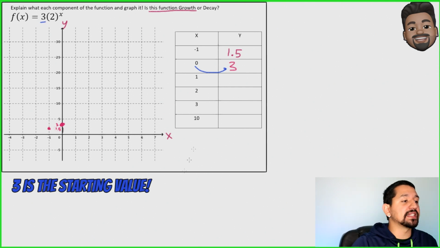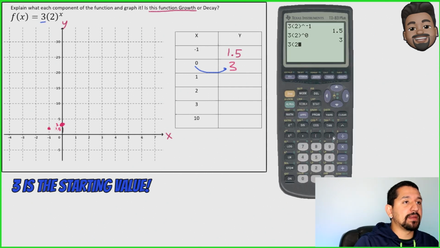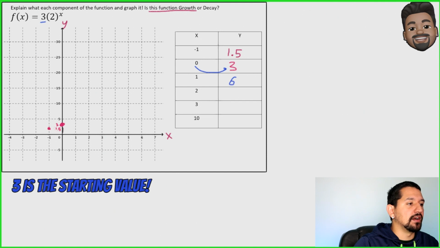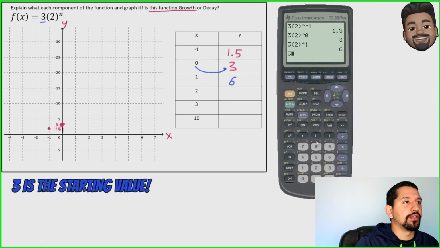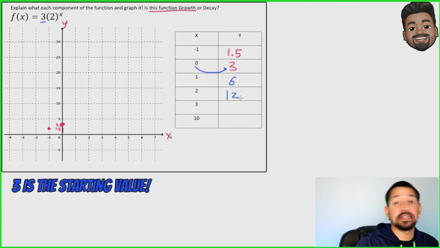All right, let's plug in the rest. Again, you can use your calculator or you might be able to figure out a little pattern along the way here. So we're gonna raise this to the power of 1. We get 6 here. The color change, no big deal. 3 times 2 raised to the power of 2. That's the power of 2 right there. That is 12.